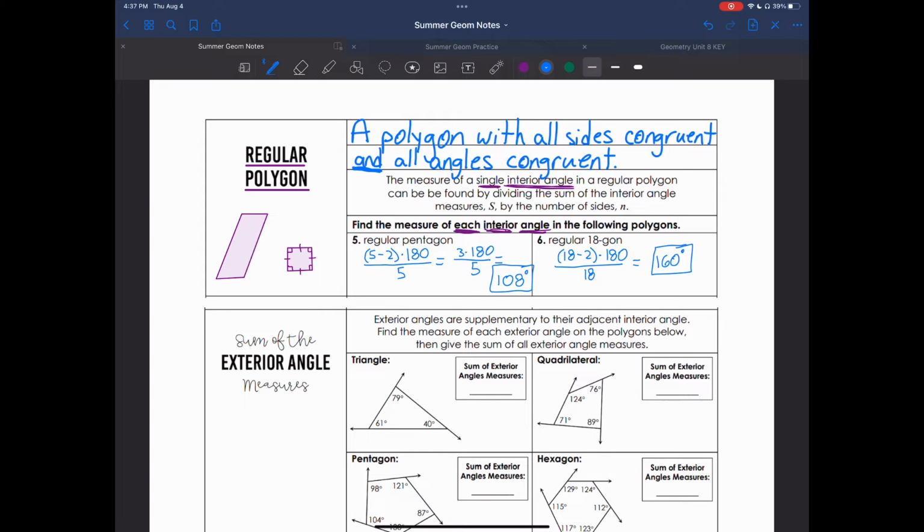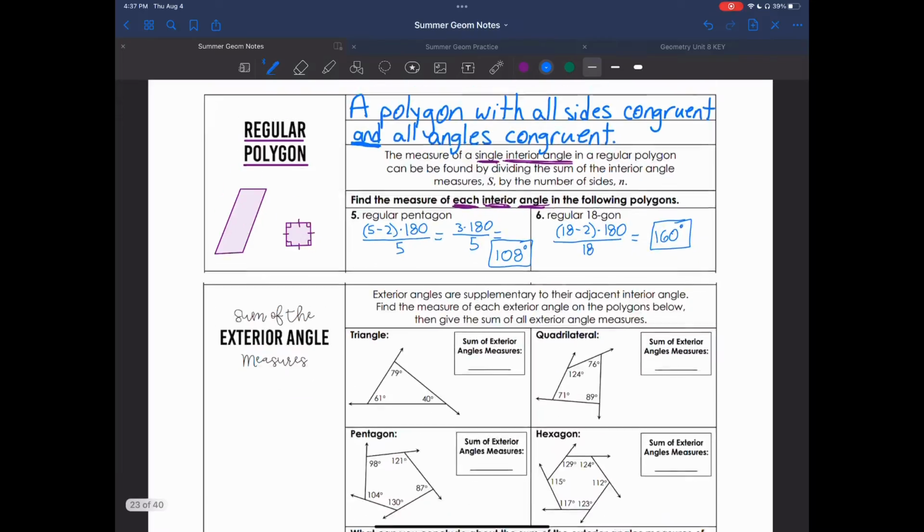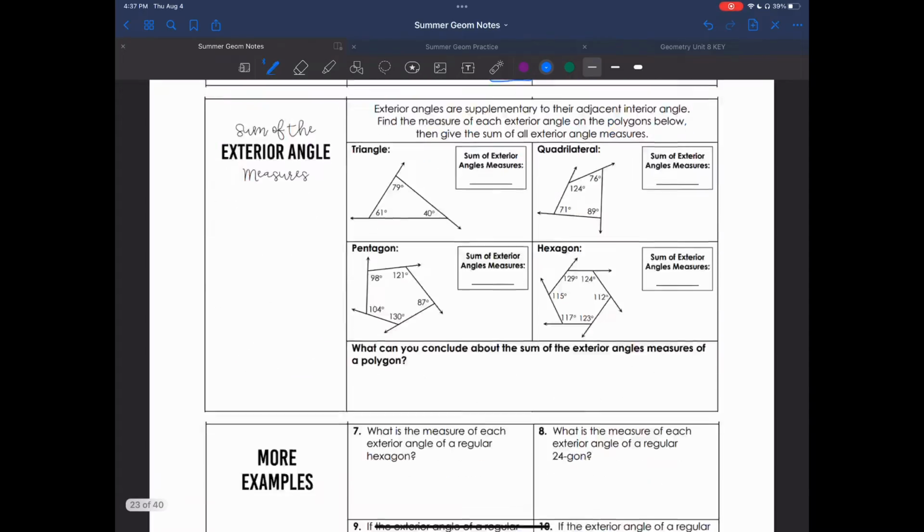I do have, I think, one bonus problem over there that you can try, and if you have a hard time with it, then that's okay. We'll go over it in the practice video.